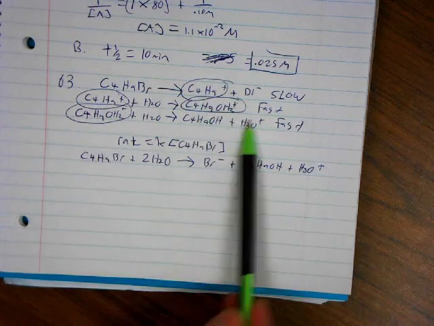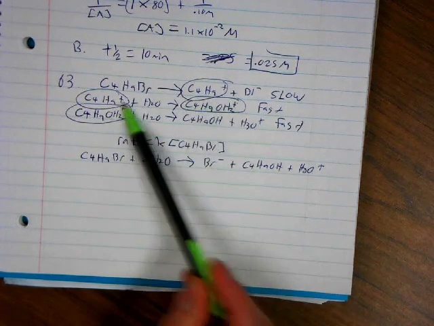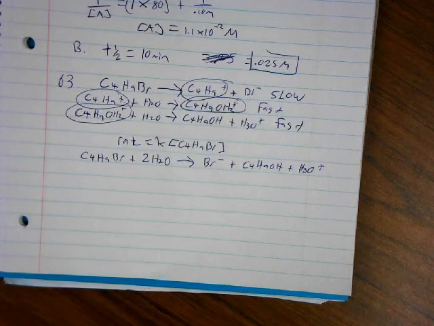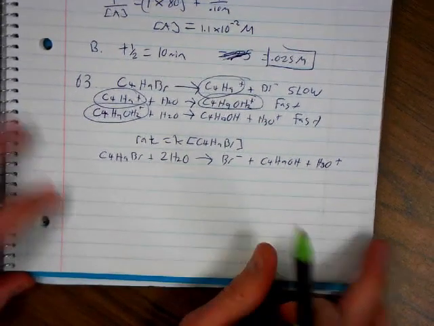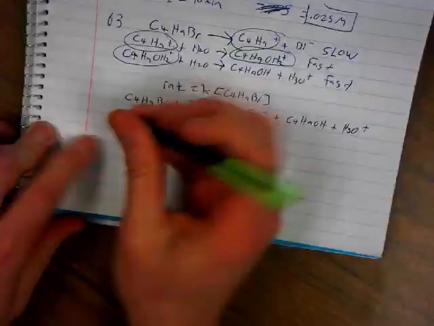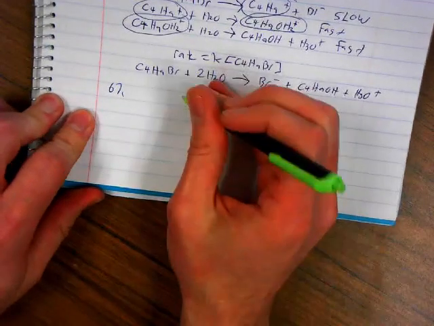Correct. Yes. So would the intermediate be C4H9OH2 plus, and C4H9 plus? There's 2 intermediates in this one. Intermediate 1, intermediate 2. It's a scam, I know. But yes, those are both the intermediates. Okay. That was 63.